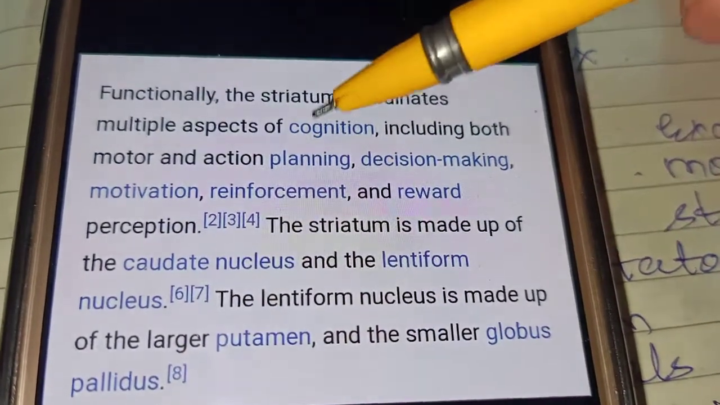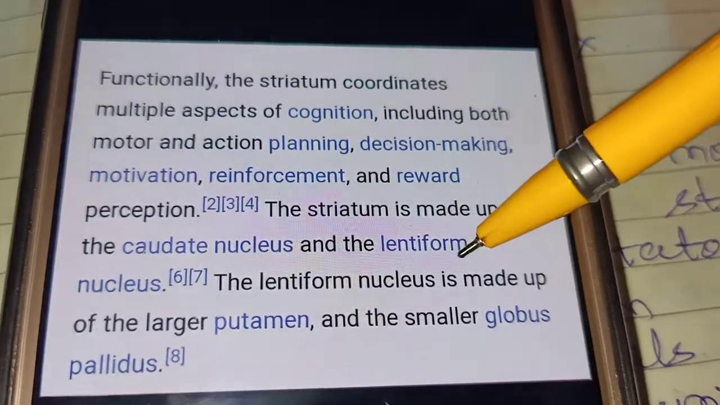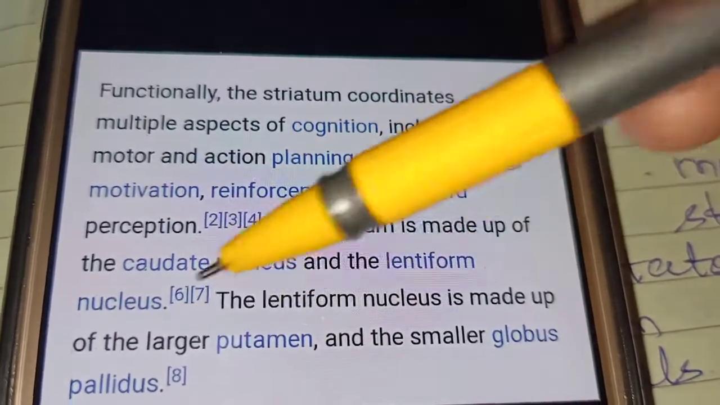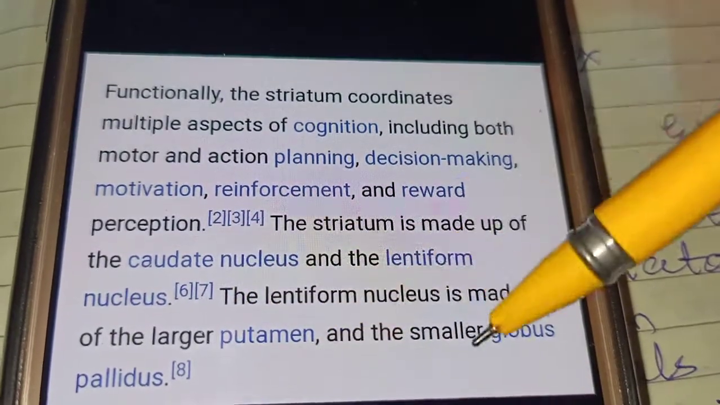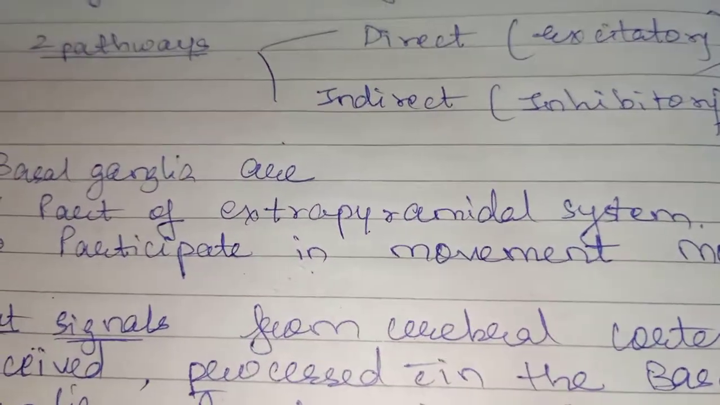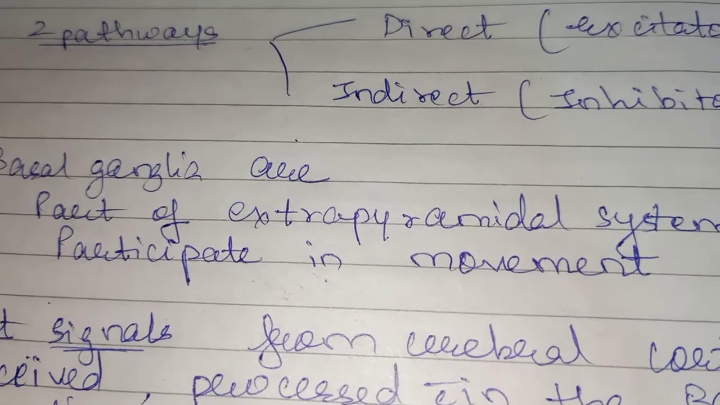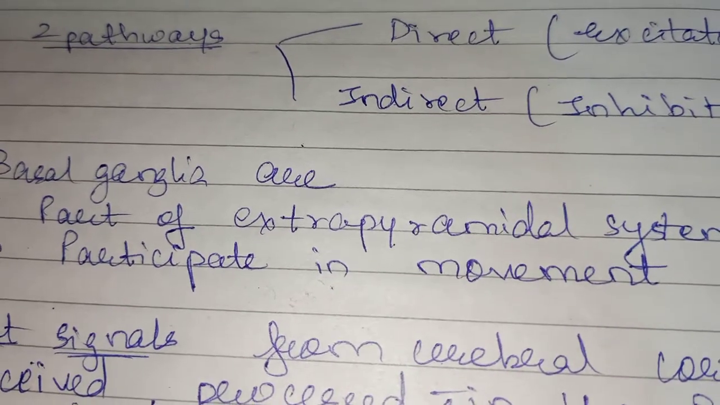Clear? So the corpus striatum consists of caudate nucleus and lentiform nucleus, and lentiform nucleus is further made up of putamen and globus pallidus. Okay, so this was about the corpus striatum.